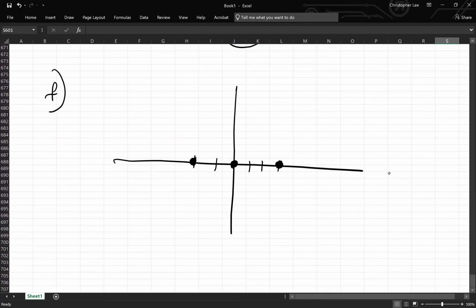So let me label those now. So this will be 3 comma 0. This is the 0 comma 0. And then this one is the negative 2 comma 0. We know what our end behavior is. Our end behavior is this. That's our end behavior.